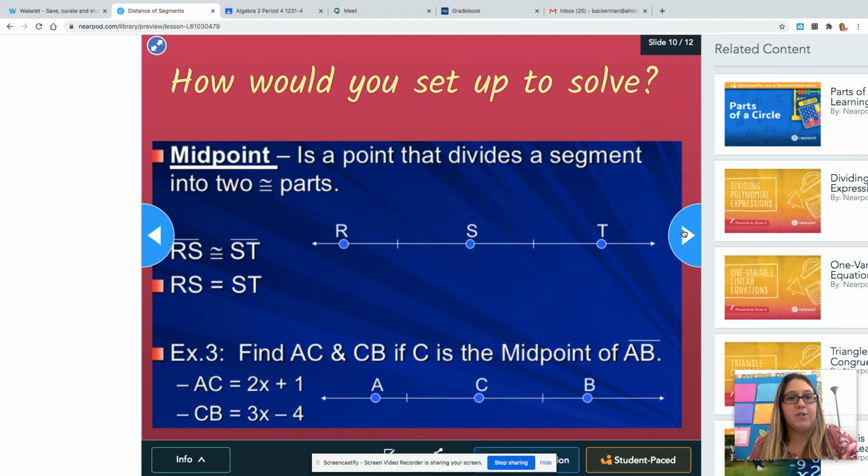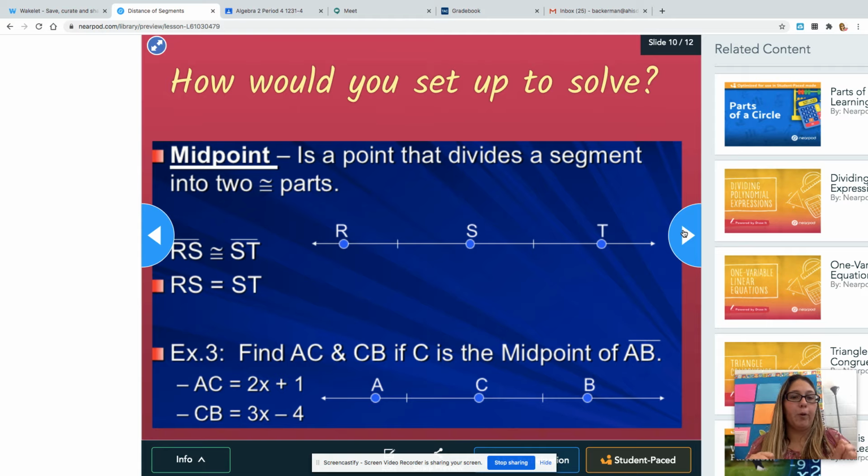Okay, this one's kind of interesting. Again, we have the segment addition postulate, but how would we set up this one? This one tells me that there's a midpoint. So I'm going to look at example 3 on the bottom. I have the whole spaghetti is AB. It's telling me that C is in the middle.